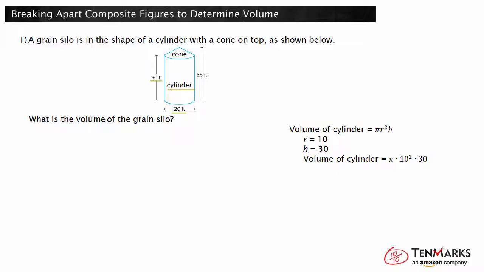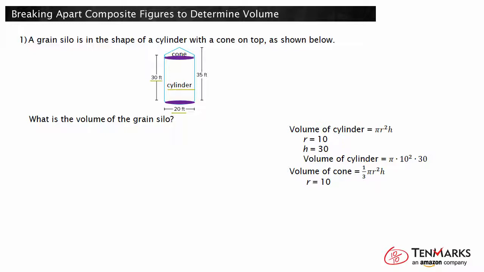Now let's look at the cone. The volume of a cone is 1/3 pi r squared h, where r is the radius of the base and h is the height. For the cone, we'll need to find these dimensions as they are not given in the figure. First, let's find the radius. The cone and the cylinder below have the same circular base. Because the radius of the base of the cylinder was 10 feet, the cone also has a base with a radius of 10 feet, so r is 10.